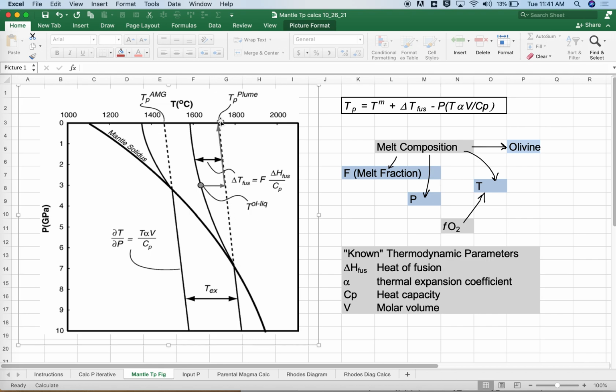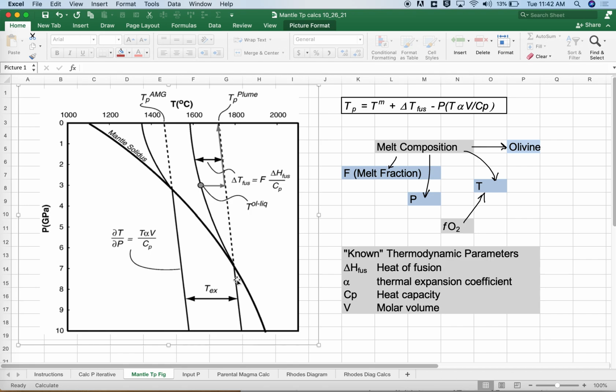And then what would be its temperature at the surface? And so the surface is our reference temperature, and that would be the potential temperature. The temperature, again, of a parcel of mantle if it could rise to the surface without melting. Now, of course, that does not happen.